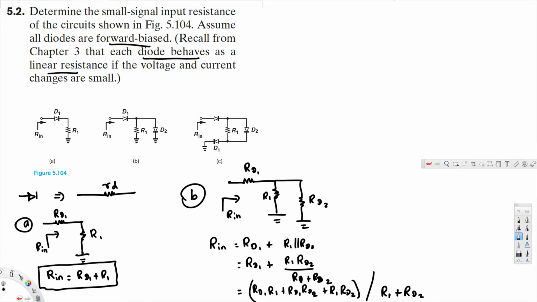Now let's go ahead and do the C part. Let's replace all the diodes with resistances. Here we have this one, let's name it RD1, and this is also RD1. Here let's call Rin. And here this is R1. And this diode is also going to be replaced with a linear resistance RD2. And here we have another RD1.